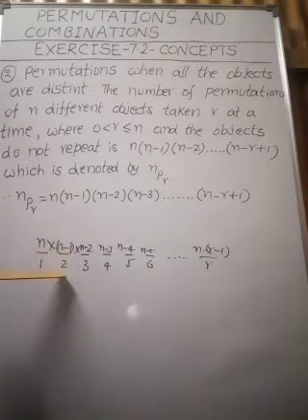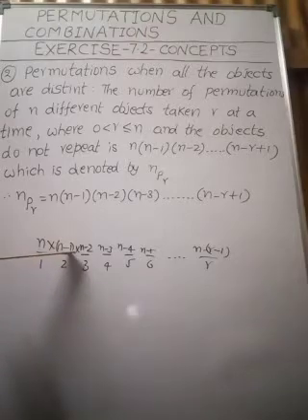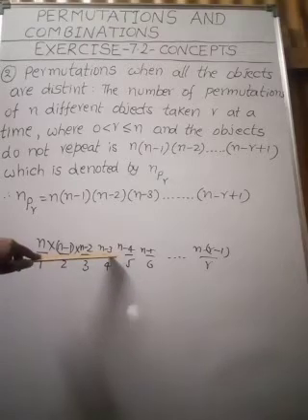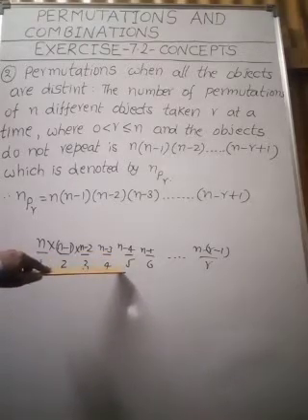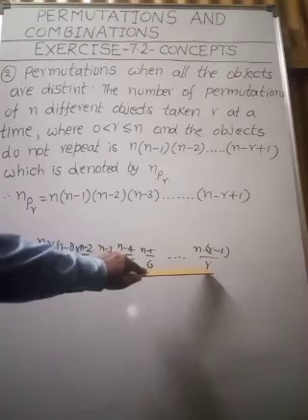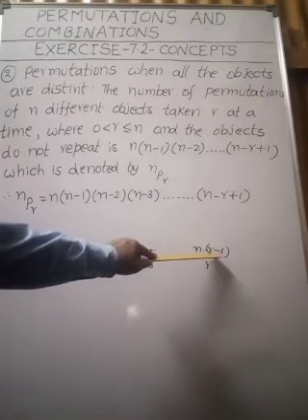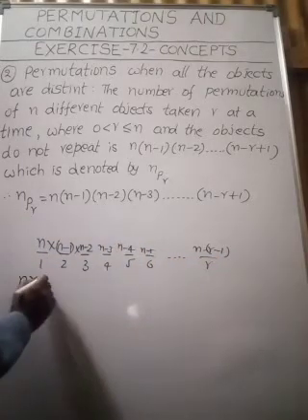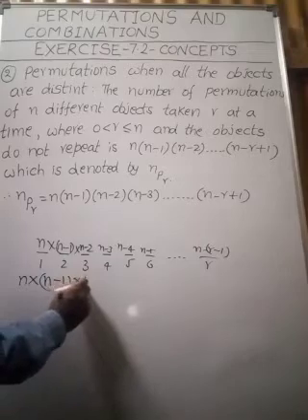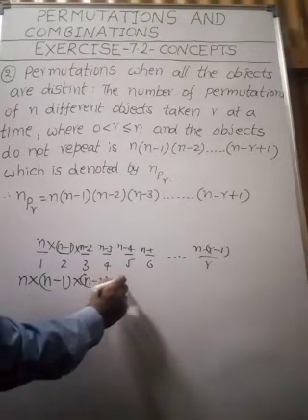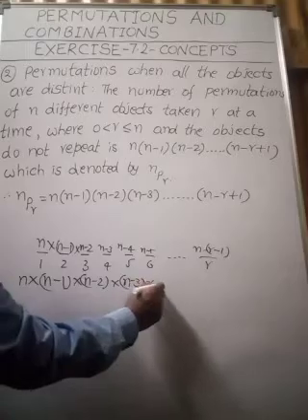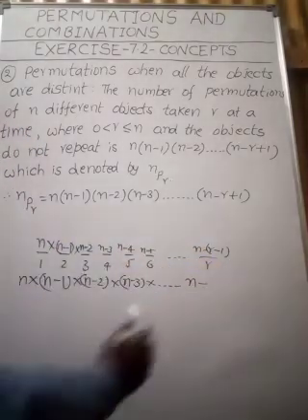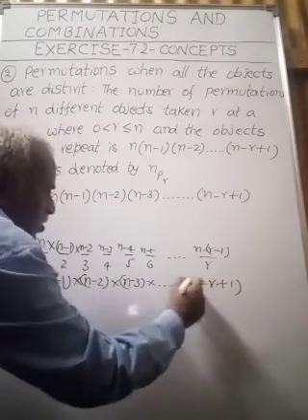n minus one number less than this number. Here 3 is there, here we wrote 2. Here 4 is there, we wrote 3. One less than this number. Yes or no, my children? So here r is there, so 1 less than r means r minus 1. Yes or no, my children? So n into n minus 1 into n minus 2 into n minus 3 and so on, up to n minus r plus 1. Yes or no, my children?